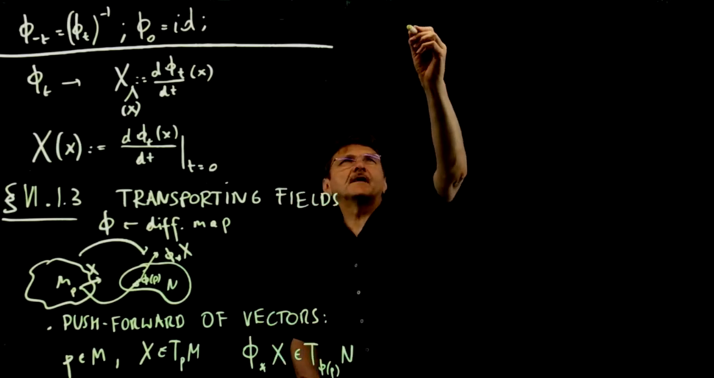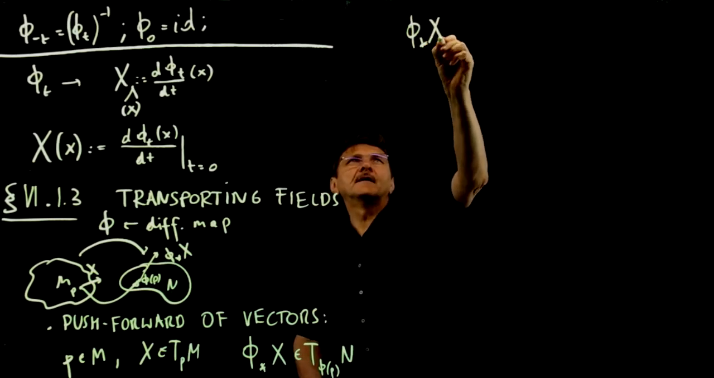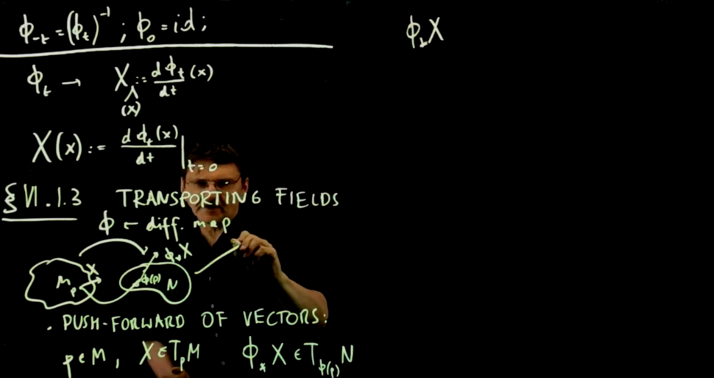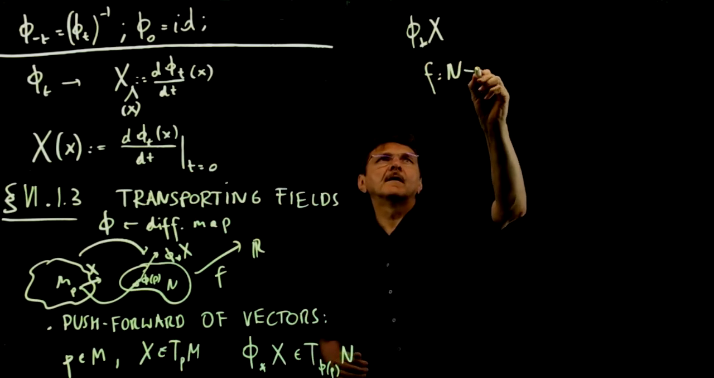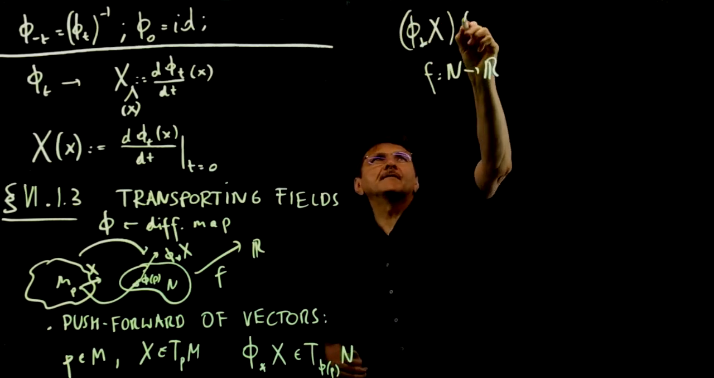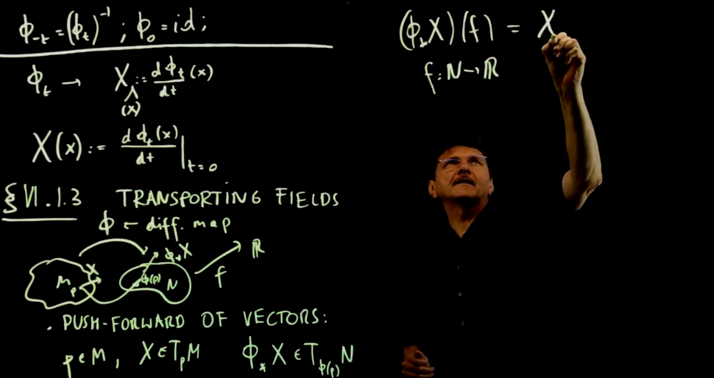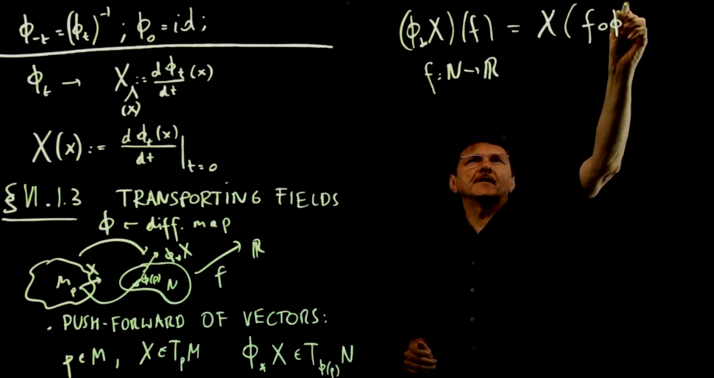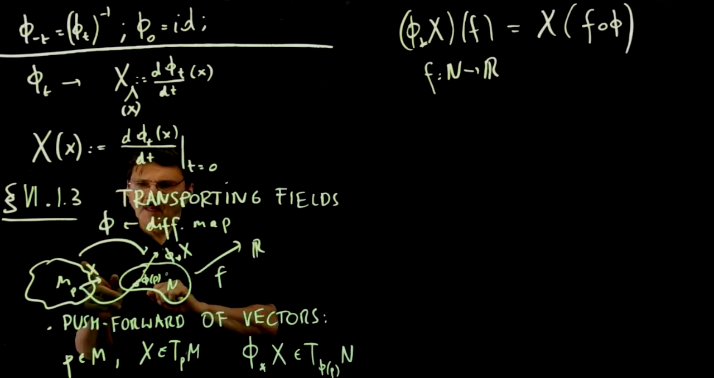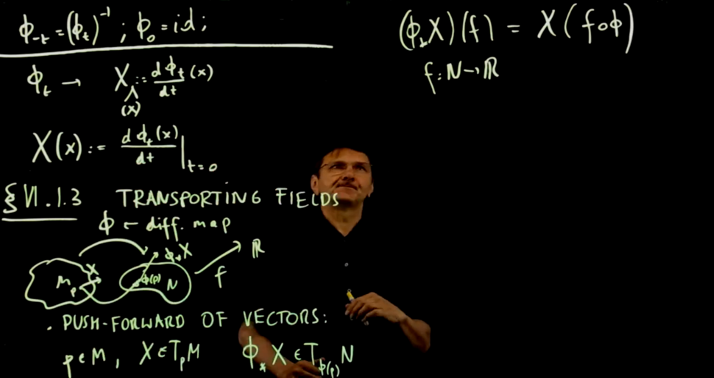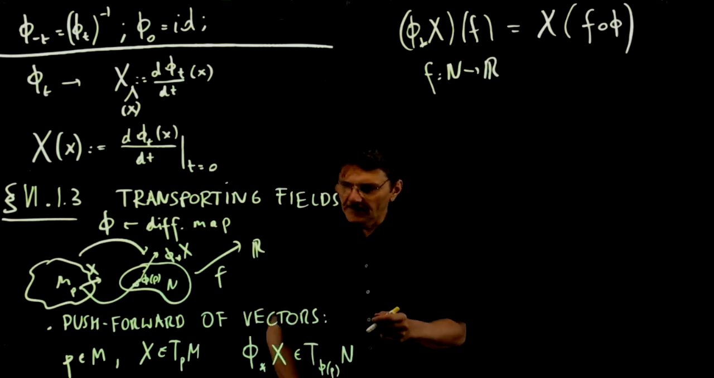So phi star of x. We have a function f from N to R, and phi star of x acts on f as x acting on f composed with phi. Once again, we have a function f on the manifold N. I will compose it with phi, and then we can act with x on this function. So this is how you push forward vectors.